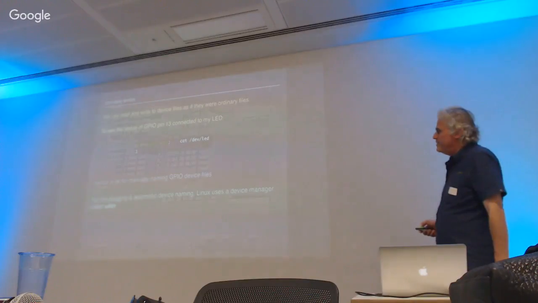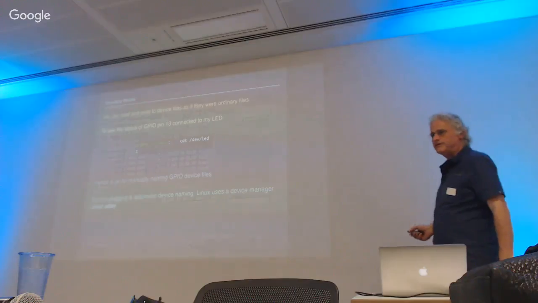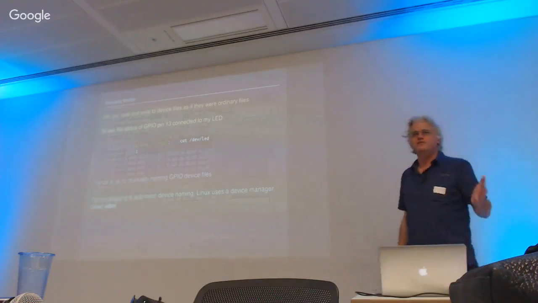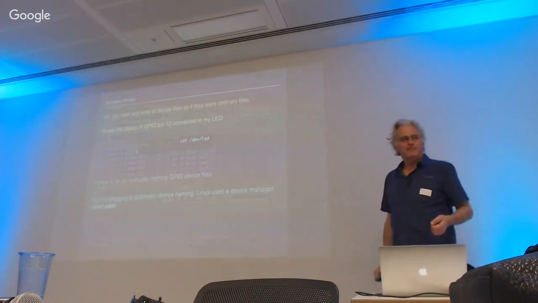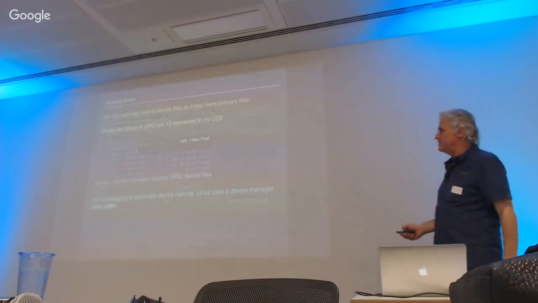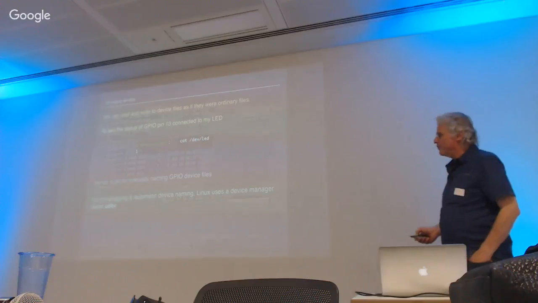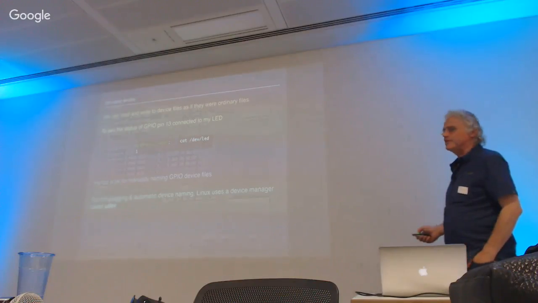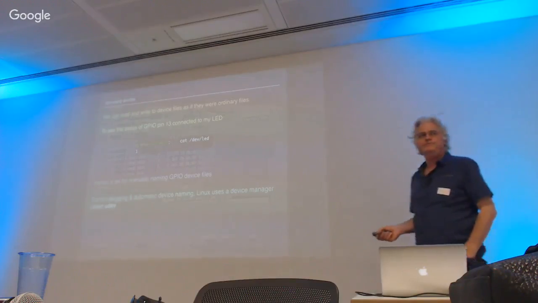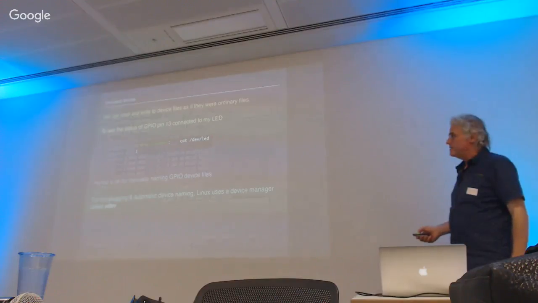Now, this command mknod is okay for manually naming your GPIO device files. But if I had to do this for hundreds of devices and run this mknod command every time you loaded a driver and had to link it to a device file, that would get a bit laborious. So for hot plugging and automatic device naming, Linux uses a device manager called udev. But for experimenting, this is fine here.